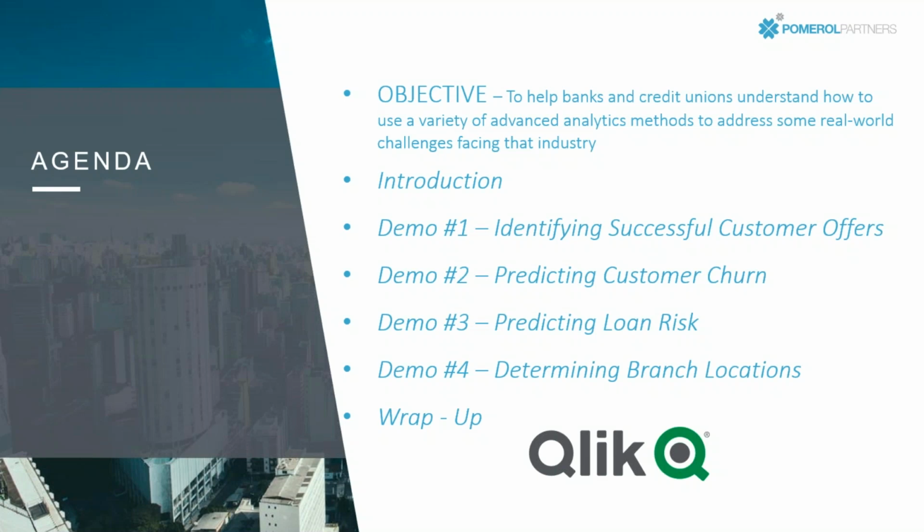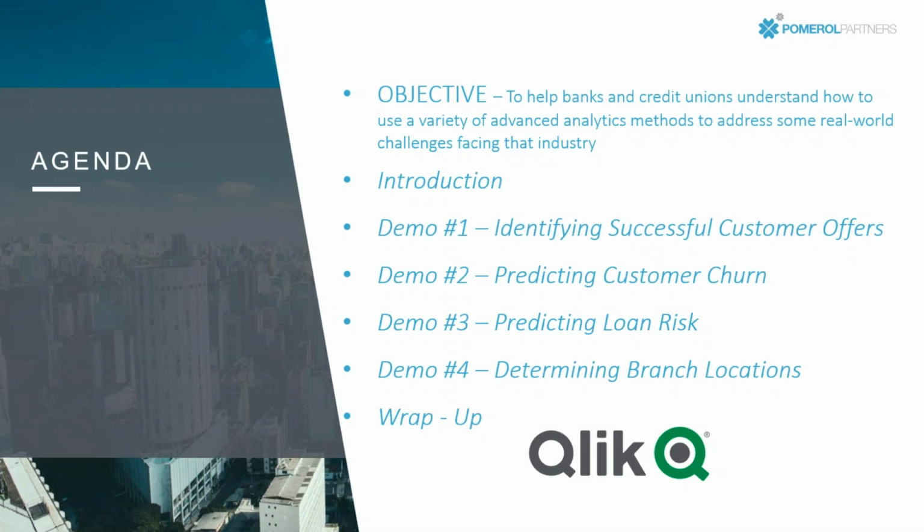The first demo, we're going to go through how to identify successful offers for specific customers. Essentially, statistically, which offers are most likely to be accepted by your existing customer base. Second demo is going to be about predicting customer churn, identifying again which customers are most likely to leave. The third, we're going to look at how to predict loan risk to see which loans are likely to not be fulfilled by the loan holder.